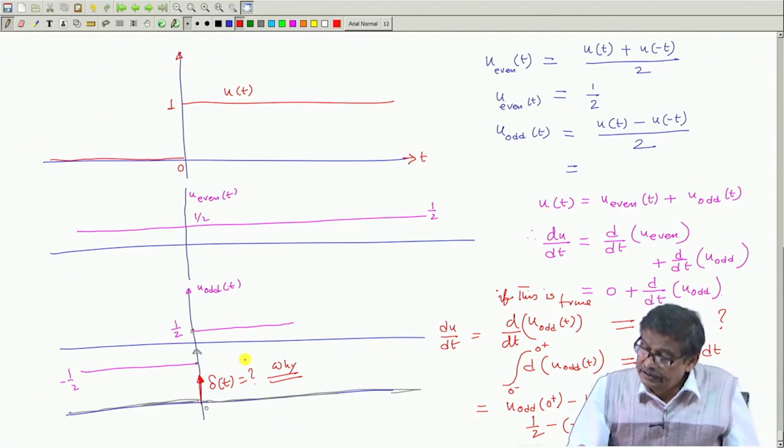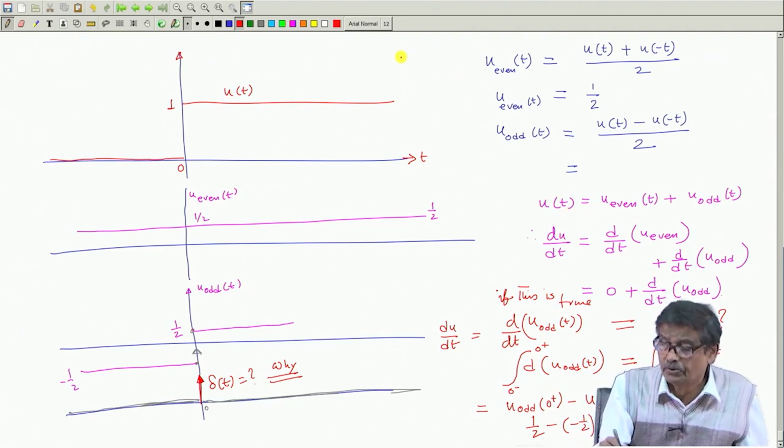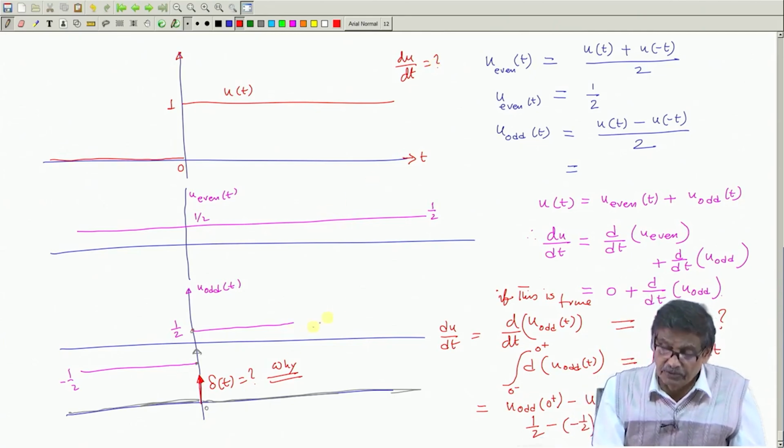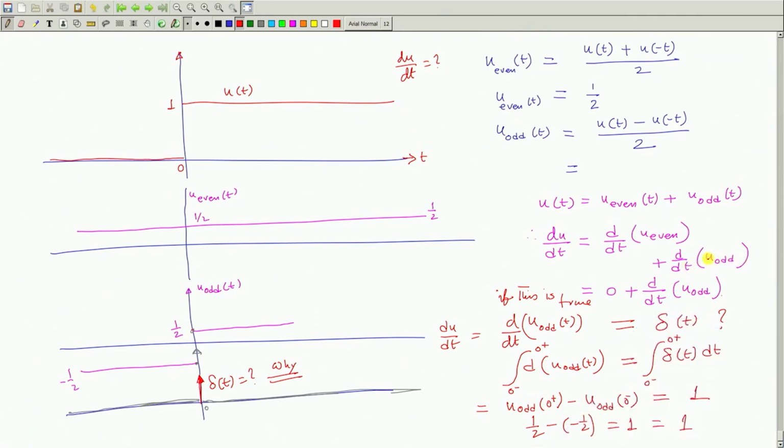This was the unit step function. My problem is to find out how much du/dt is. First I broke up this function into its even part and odd part. So differentiation of u t will be differentiation of the even part plus differentiation of the odd part. The even part is constant all along the time scale, minus infinity to plus infinity, that will give you 0, plus d/dt of u odd t.